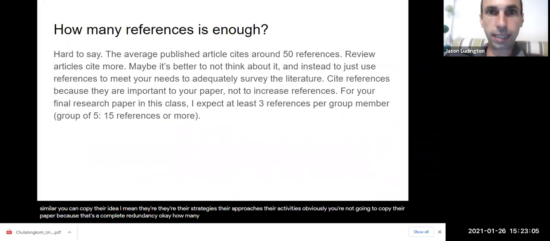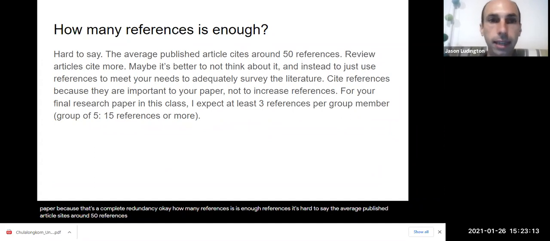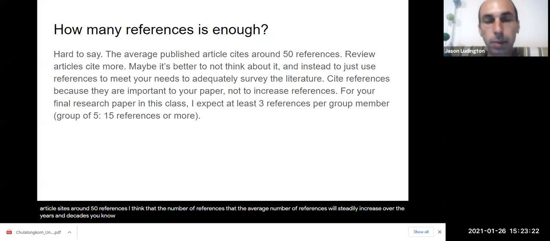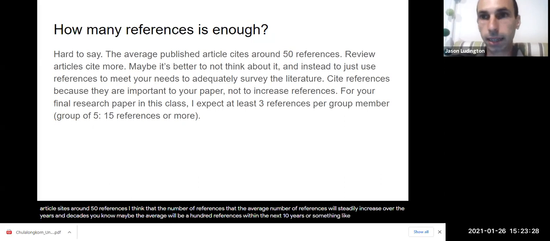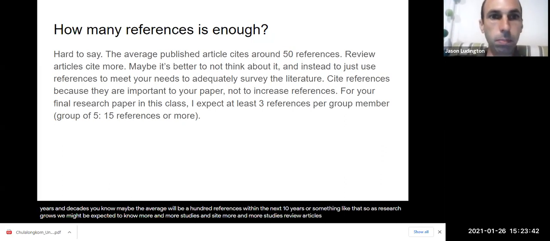Okay, how many references is enough references? It's hard to say. The average published article cites around 50 references. I think the average number of references will steadily increase over the years and decades. Maybe the average will be 100 references within the next 10 years or something like that. So as research grows, we might be expected to know more and more studies and cite more and more studies. Review articles cite more studies than empirical studies.